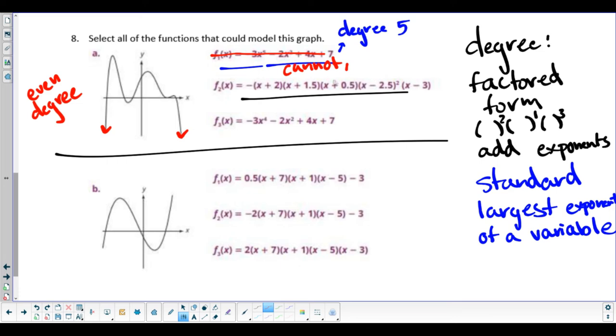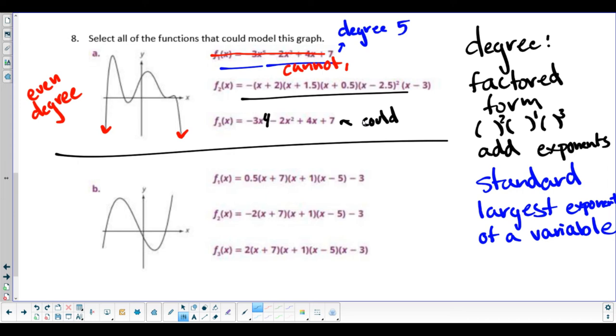Right? It's degree 5. This one has an even degree. All right. Well, we can also take a look at this one right here, and we can see that this number above the 3 is a 4, and so this one could possibly work, okay? This one on the bottom, I'm skipping the factor form one for now, but the standard form one, there's a 4 above the x, which means that this one could be, maybe. Let's see if we can figure out something that would make it not, all right?